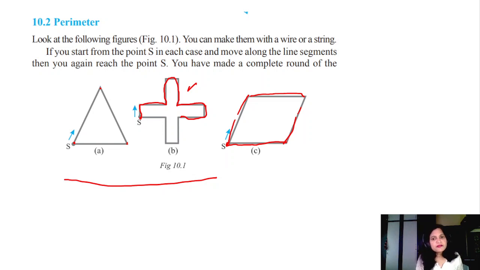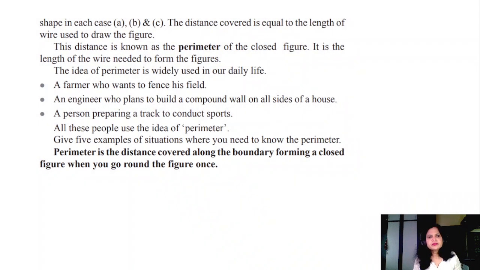Why should we find the perimeter of a particular shape? Why is it required in real life? Where is it applicable? Let's find out. Shape ABC. The distance covered is equal to the length of the wire used to draw the figure. This distance is known as the perimeter of the closed figure. It is the length of the wire needed to form the figure.